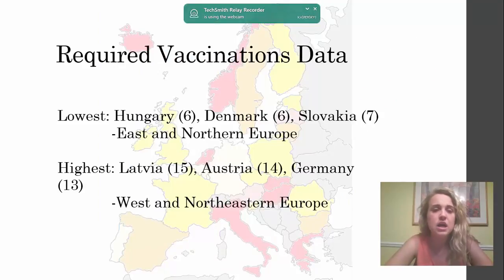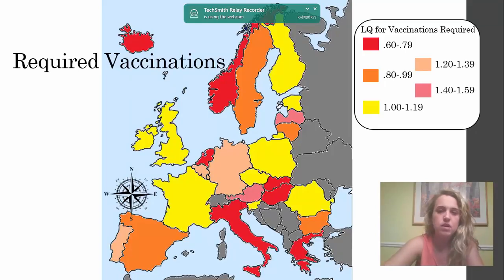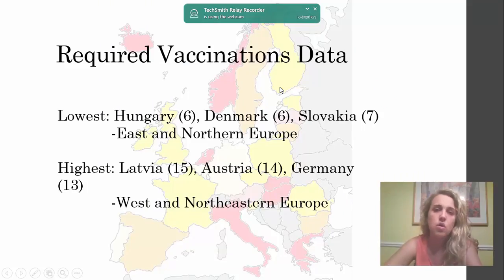So taking a look at the data, you see that the lowest countries are Hungary, Denmark, and Slovakia, and these are all found in East and Northern Europe, like you could see before on the map over here and up here. And those hold between 6 and 7 required vaccinations per country, and the highest countries were Latvia, Austria, and Germany, and those are found in West and Northeastern Europe, so kind of intermingling with the lowest ones, mixing in there. And those range from 15 to 13 required vaccinations at birth.